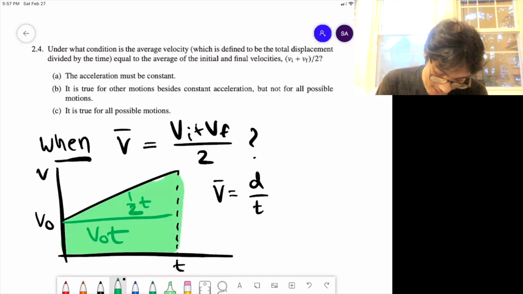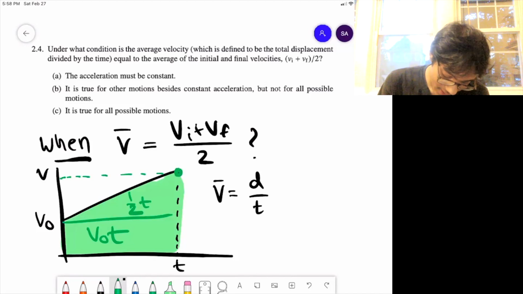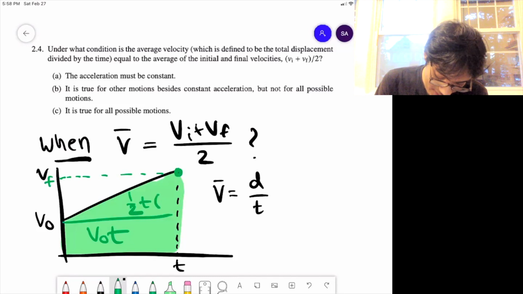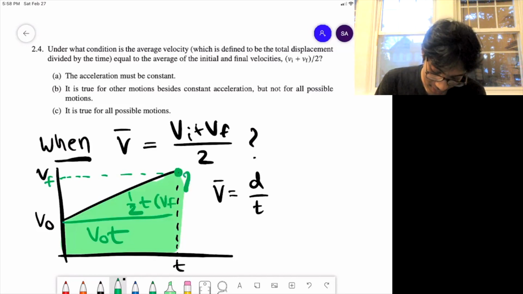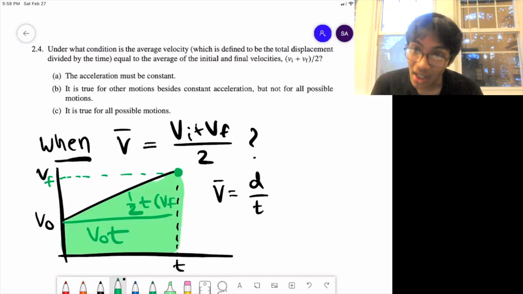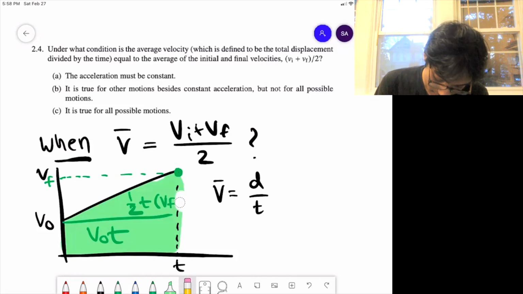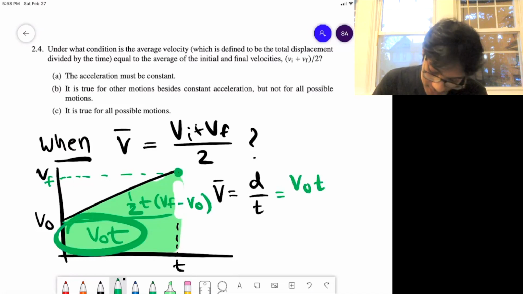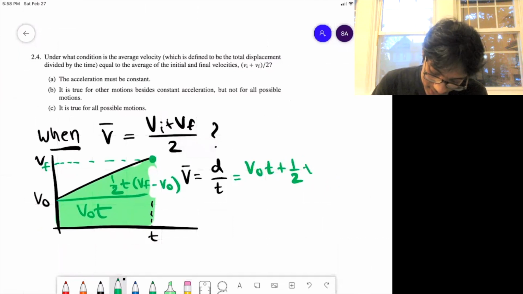The height, you end at what? Your ending velocity is vf, your final velocity. So that's going to be vf, but don't stop there because you only want this height. You don't want the whole thing. So you have to subtract out this much, which is v naught. So I'm going to subtract v naught from this. And now we can find the total distance by just adding these up. So my total distance is going to be v naught t, which comes from here, plus half t times vf minus v naught, which comes from here.